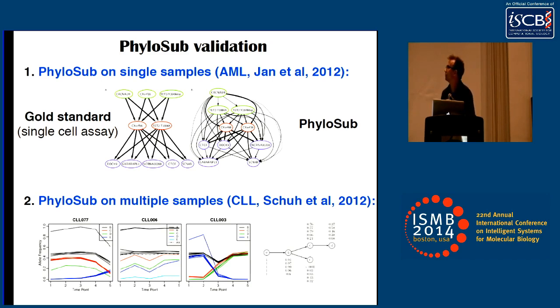We've also run PhyloSub on multiple samples, and this is data from CLL. This is just showing the variant allele frequency of the mutations over time. Ignore these ones. These are on the X chromosome, so their variant allele frequency is higher than 50, or they're in regions of copy number one.